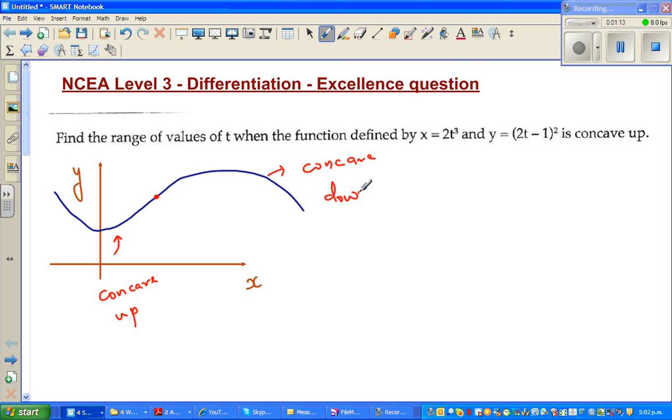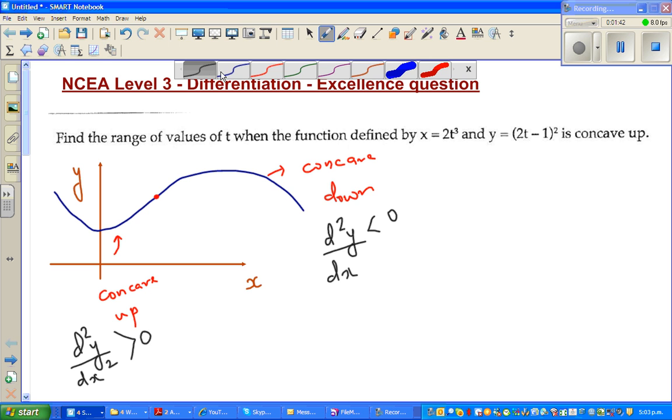Now, as calculus students, I'm not going to prove that the second derivative, that is d squared y by dx squared, in this region would always be greater than 0. And for this region, the second derivative, d squared y by dx squared, is less than 0. I used to struggle to remember this very important result. We can prove this, but that's not the focus here.